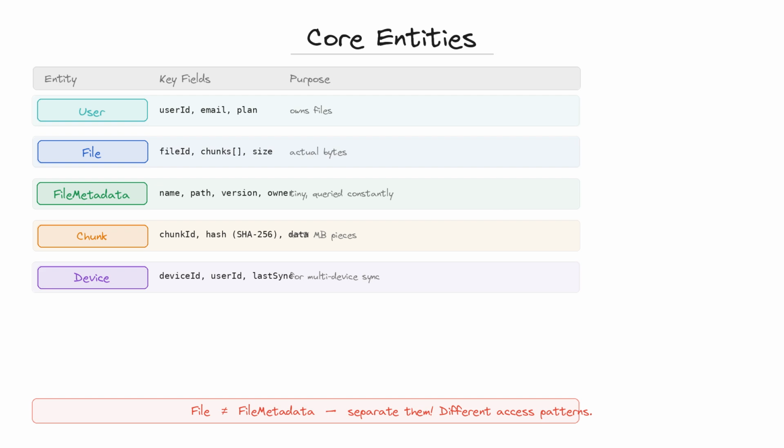One important distinction, file and file metadata are 2 separate things. The metadata is tiny and queried constantly. The actual file content is huge and accessed less frequently. Keeping them separate is a critical design decision that every strong candidate makes.